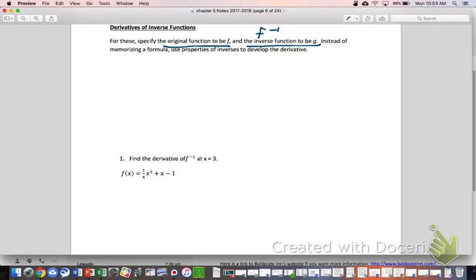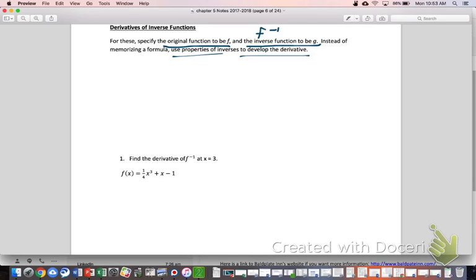Instead of memorizing a formula, we are going to use some properties of inverses to develop the derivative that we're going to be using here. So let's review the properties. For inverse functions, the blank and blank are switched. The x and y, the input and the output, are switched, right? I'm going to use the words input and output specifically. We know that it means x's and y's. I know you know that. But I'm going to say input, output. You're going to see why that's useful in just a little bit. Okay, so that's one property of inverses.